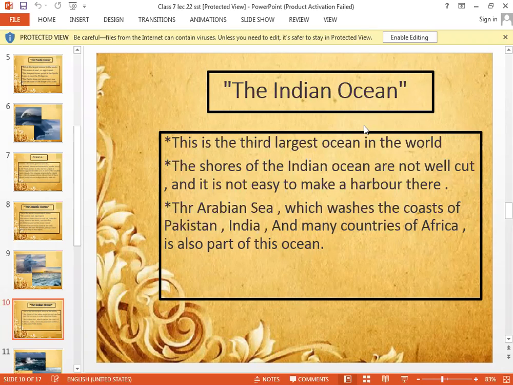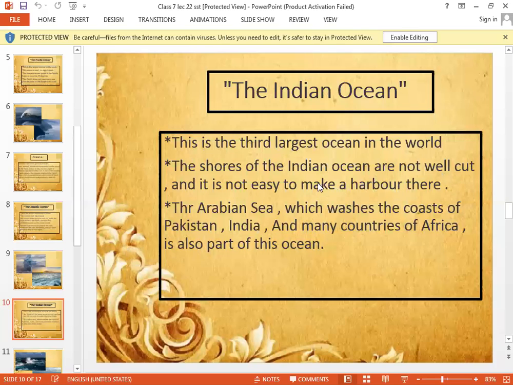So it is a very large ocean also, and this is the third largest ocean in the world, and it is a rough idea about how large it is. It is about five times larger than the size of the United States of America. As I told you, this is the third largest ocean in the world, and the shores of the Indian Ocean are not well cut.